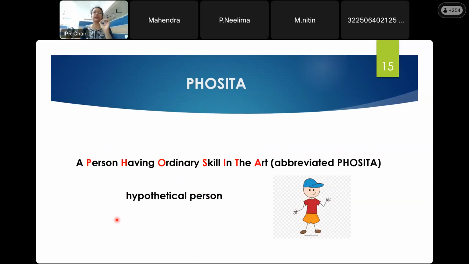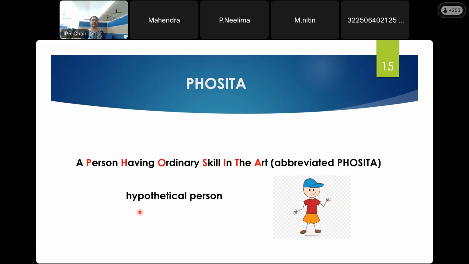Then here is something called PHOSITA. It is important in the Patent Act. The person having ordinary skill in the art. So the letters PHOSITA, you can see it's written in red. If you add them, it becomes PHOSITA.